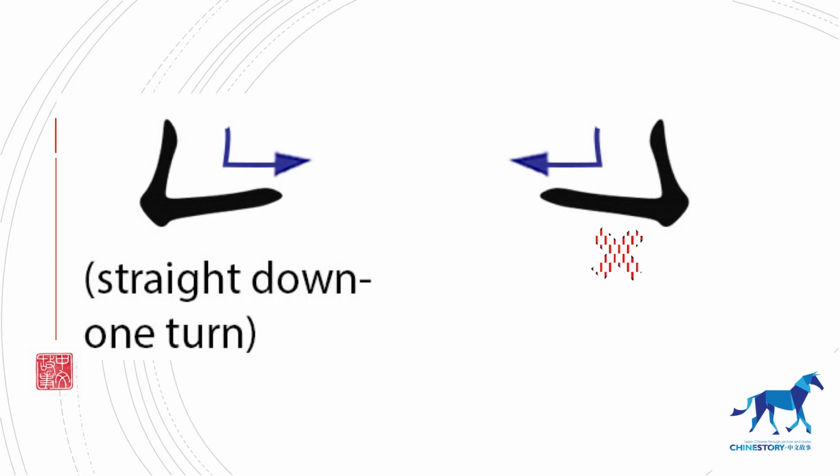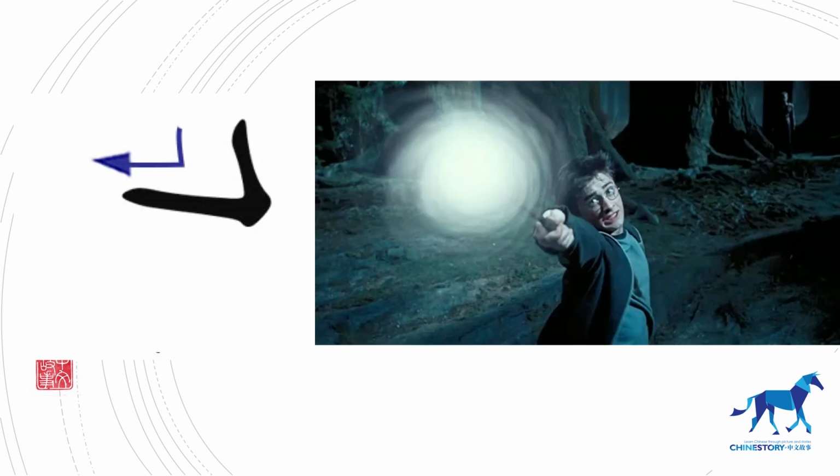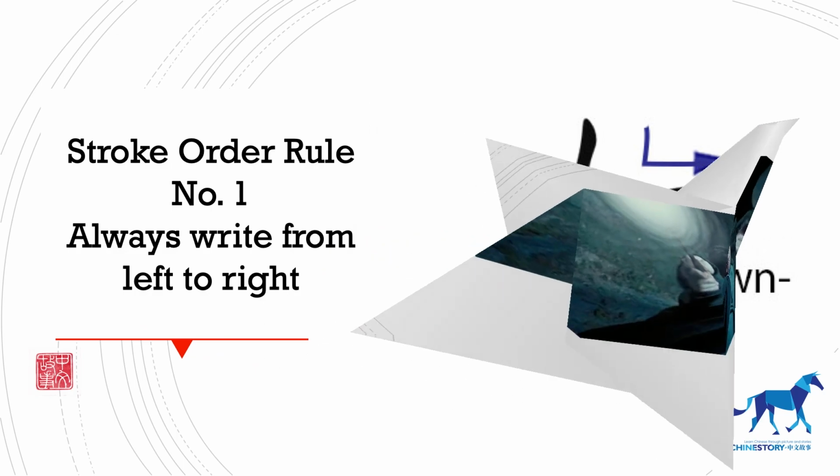So the million-dollar question is why you cannot write "straight down one turn" as "turn left." Instead, it has to be "straight down one turn" as "turn right." "Straight down, turn right" is not legit, as it violates the writing direction. Always write from left to right. Avada Kedavra! Cool, I'll certainly remember that.